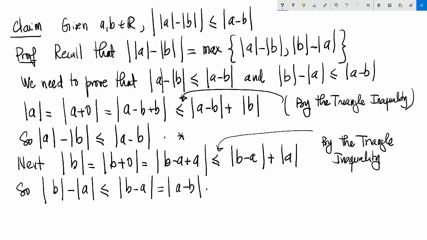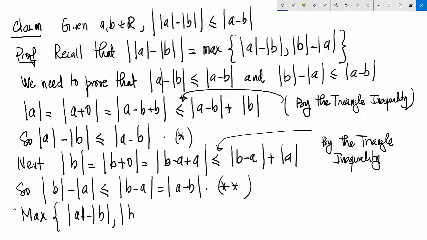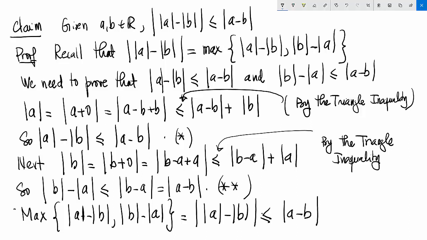So if we call this star and we call this double star. Since star and double star hold, then the maximum of the absolute value of a minus b and the absolute value of b minus the absolute value of a, which is the absolute value of this difference here, must then be less than that. And that gives us exactly what we need.